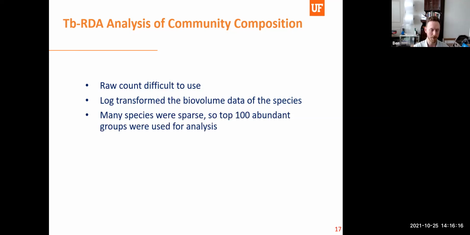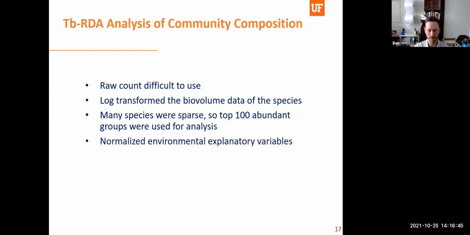And since there were so many species that we saw in our data set, over 500 or 600 species, but many of them had very, very low abundance, maybe seen in a couple of sites in a couple of seasons. For this analysis, we took the top 100 abundant groups or abundant species genera, and those were used for analysis because we had more regular data on them.